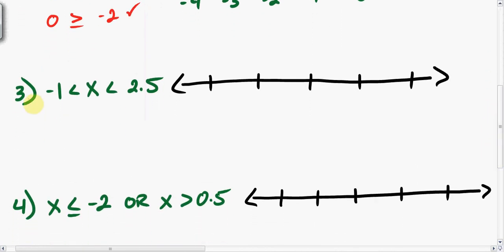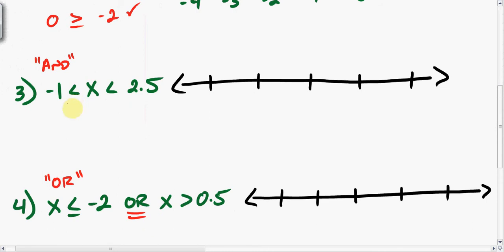So number 3, we can see negative 1 is less than x, which is less than 2.5. Right, this is a compound inequality, and it is what we call an and inequality. And so, the next one down here, x is less than or equal to negative 2, or x is greater than 0.5. This is our or inequality. Alright, and we can see that's because we have an or in the problem.